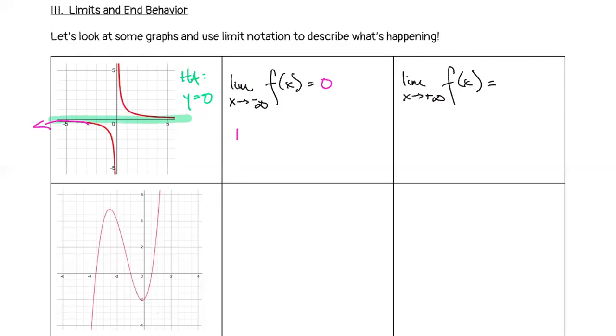So this we call left end behavior. Okay. And so that's just saying what happens if you go all the way to the left? What y value does the graph approach? Similarly, I could say, what is the right end behavior?